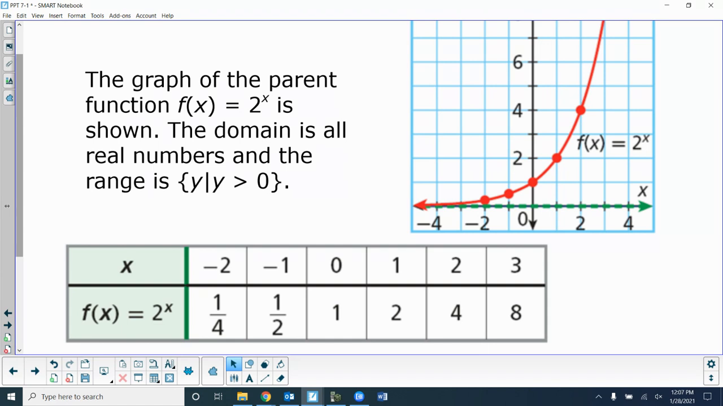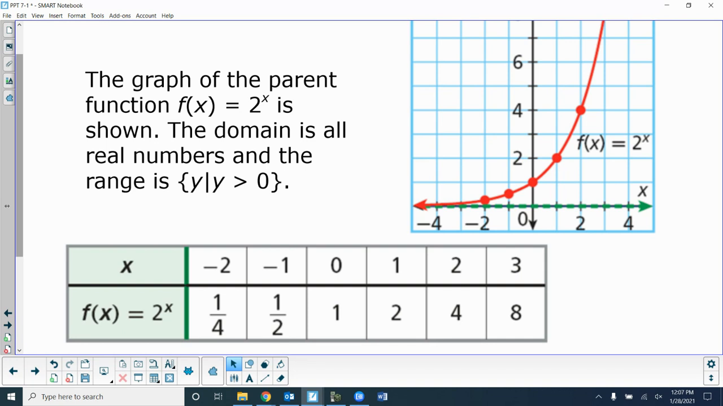2 to the first is 2. 2 to the second is 4. 2 cubed is 8. 2 to the fourth would be what? Double 8. 16, right? If I go this way, what's 2 to the negative 3rd power? If this was 1/4, 2 to the negative 3rd would be 1/8.